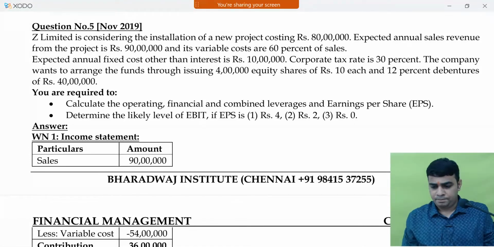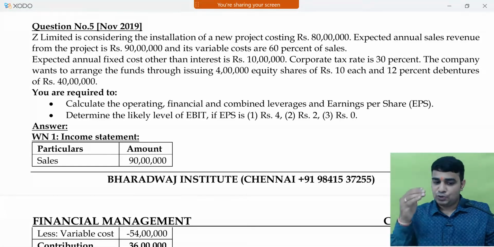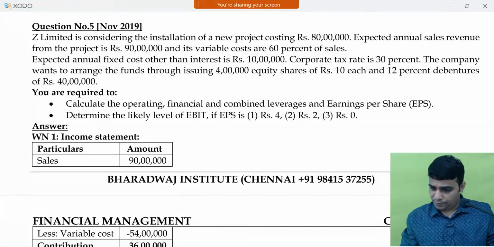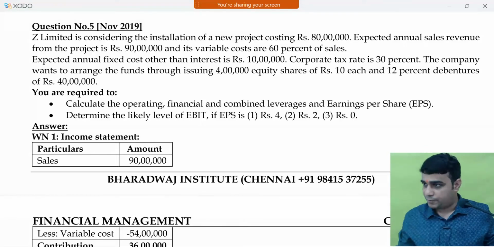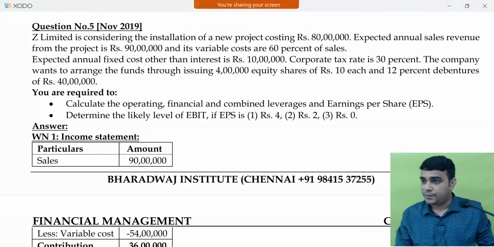Okay, there are two parts to the question. In the first part, they have given sales and variable cost. Sales is 90 lakh, variable cost is 54 lakh. You get your contribution, you have your fixed cost, you get the EBIT, you subtract interest, you do everything and get to the EPS. I'm not going to talk about the first part of the question.